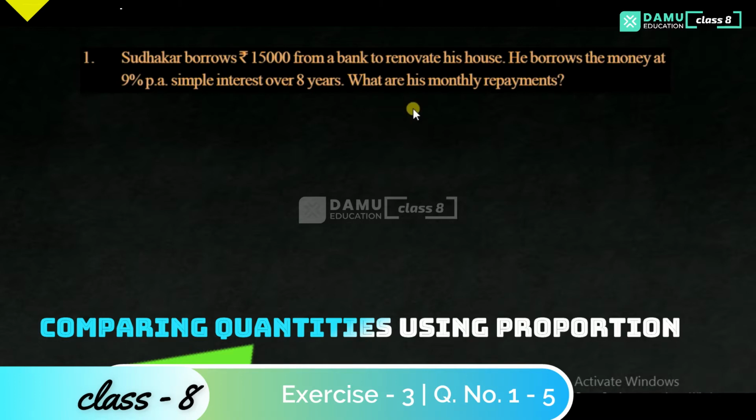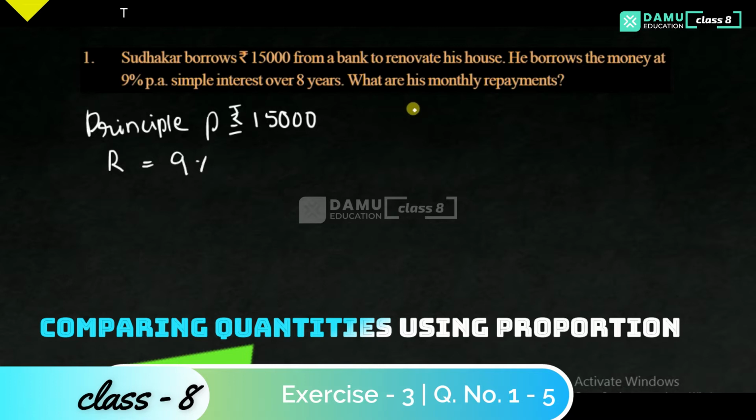So let's take what is the principal. The principal amount P will be equal to 15,000 rupees he borrowed. At what rate of interest? That is 9% per annum. Per annum means 1 year. Then for simple interest, the time duration given is 8 years.